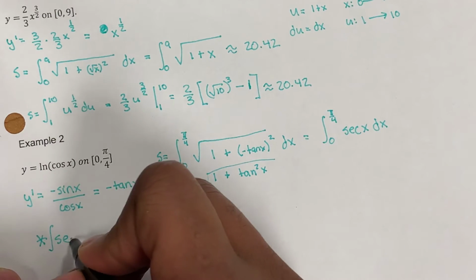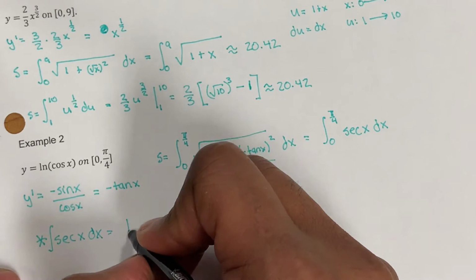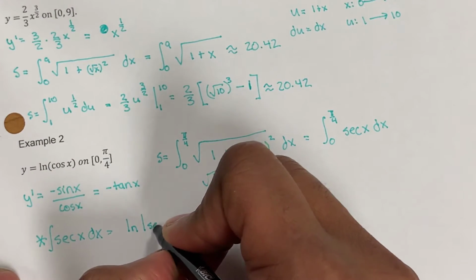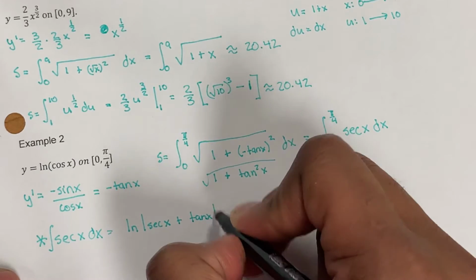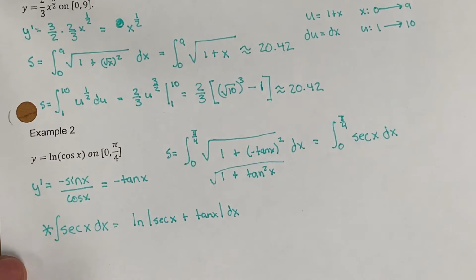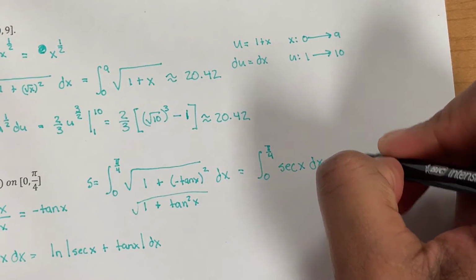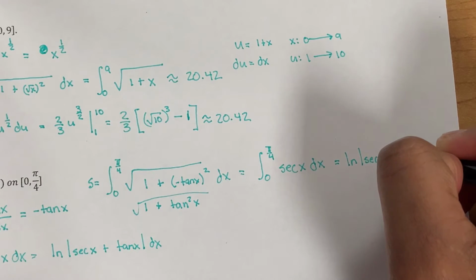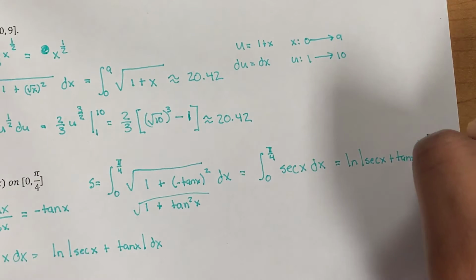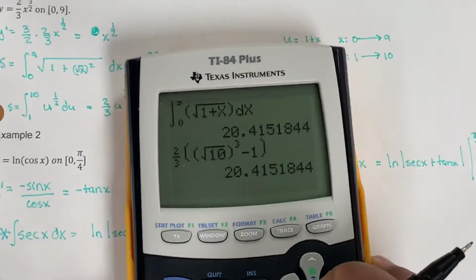The antiderivative of secant x dx is the natural logarithm of secant x plus tangent x. That's it. So in this case, we're going to get the ln of secant x plus tangent x evaluated from 0 to pi over 4. Now, we'll still let the calculator do the work here.